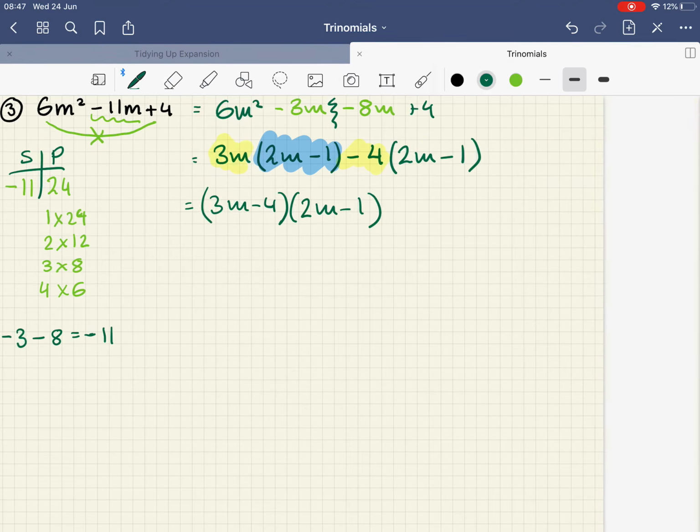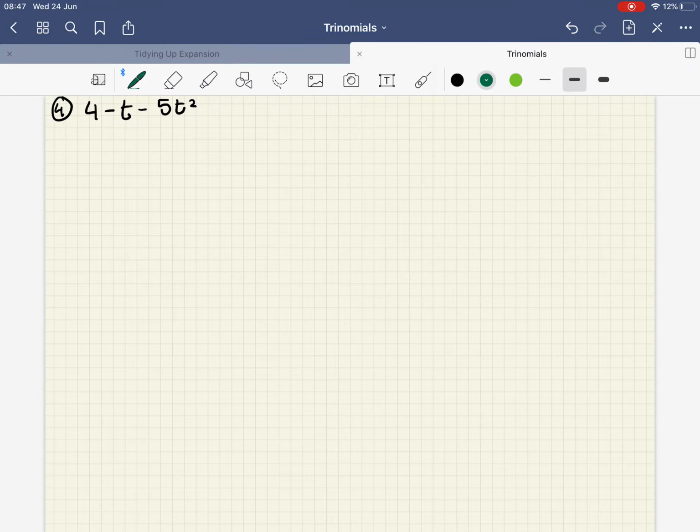Okay, last question. Now, this one here is in a slightly different order. I've got 4 minus t minus 5t squared. Now, the key thing with our sum and product is our middle term does need to be our letter that doesn't have the power. So here I've got that minus t. So that's in the middle, so I can actually leave it there. I don't need to reorder that. But just keep in mind, the only reason why I'm not reordering it is because my middle term is still the letter that doesn't have the power.